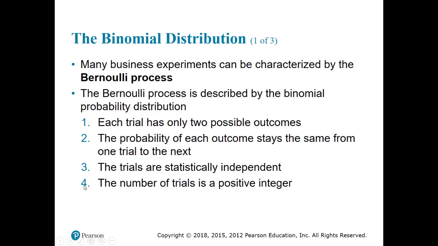The third requirement, which is listed here as 4, is that you must have a fixed number of trials. So for this process to be a binomial distribution process, you need to know how many times you're going to try, 5 times or 10 times or 15 times. It has to be a positive integer. If these three requirements are satisfied, then we have a formula that we can use to compute probability, and that formula is called the binomial formula. Let's head over to Excel.